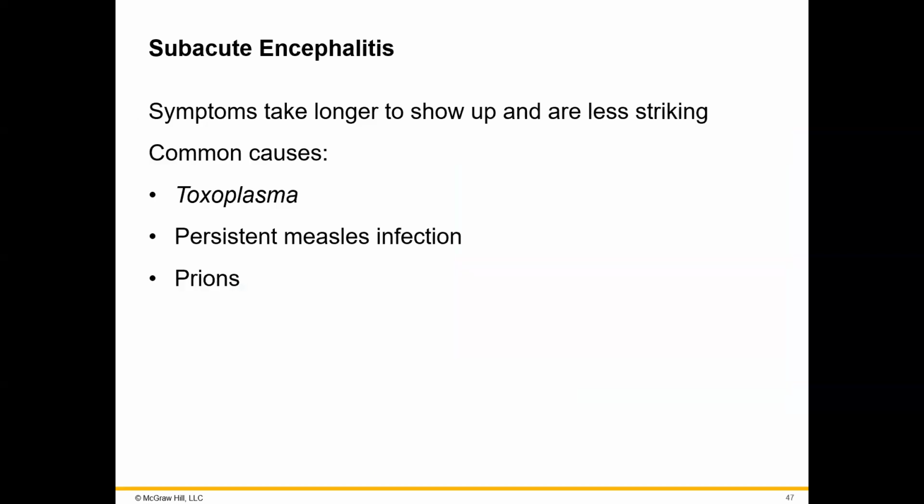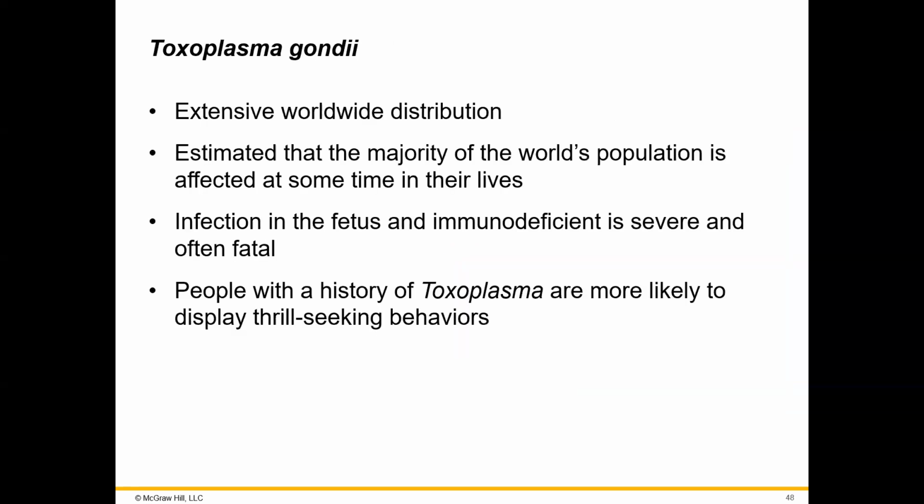So we're moving on to our subacute encephalitis diseases really quickly. Toxoplasmosis, measles, and prions. If you have measles and it's not clearing up, it can lead to subacute encephalitis, and that can progress to death eventually. 6 million people a year, just reminding you guys.